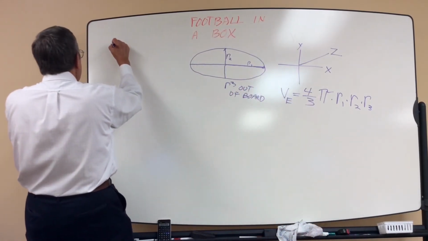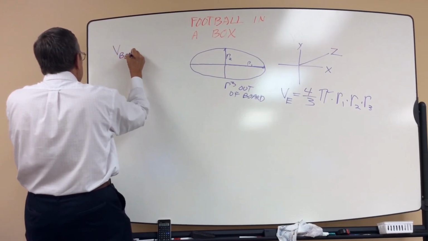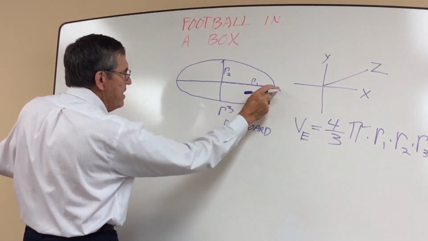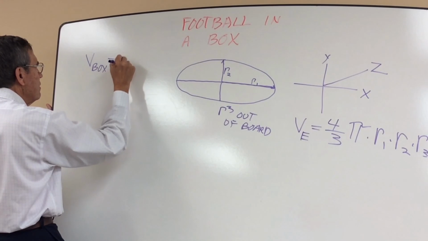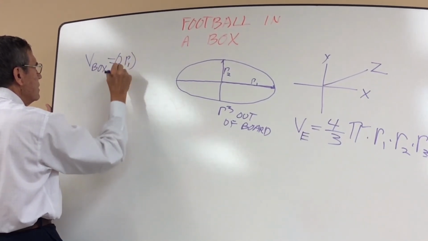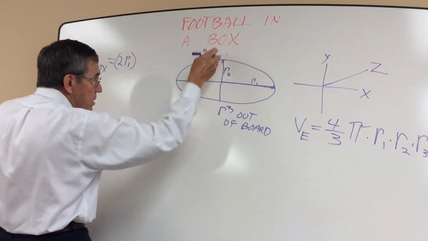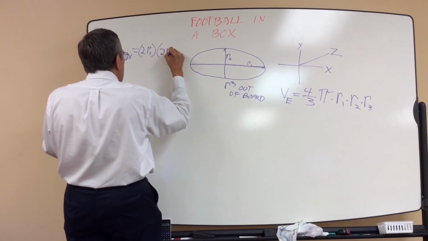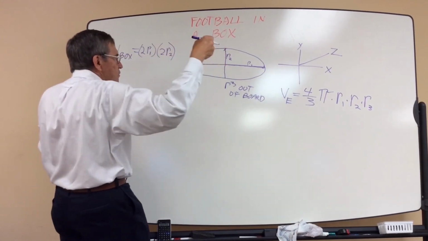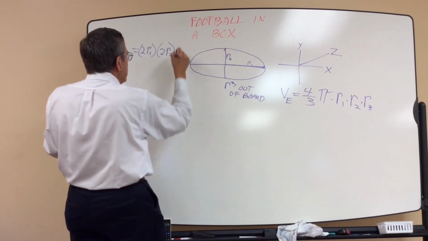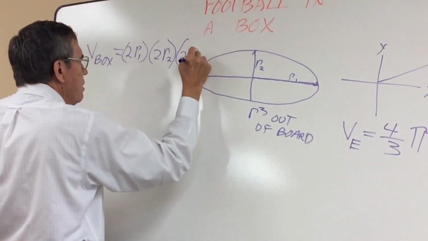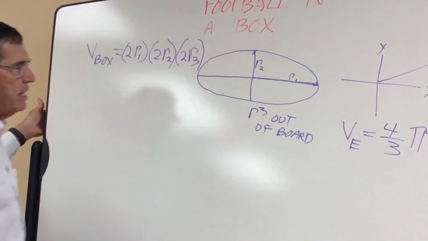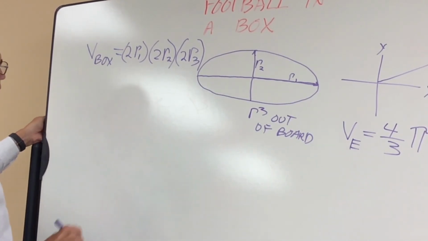So that box, the volume of the box, is going to be what? Well, if this is R1, then that dimension is going to be 2R1. And if this is R2, this dimension across the box, the width of the box, is going to be 2R2. And then coming out of the board, same as that, just flip 90 degrees, is going to be 2R3. Okay? Now we will make R1, R2 and R3 equal in a second. Okay? So let's see what that is.